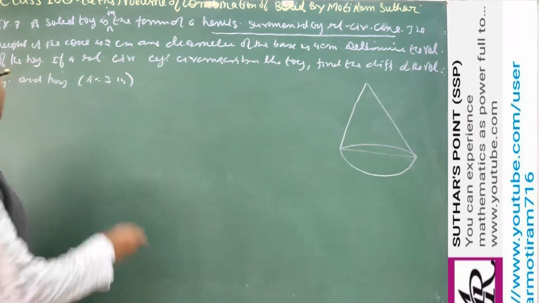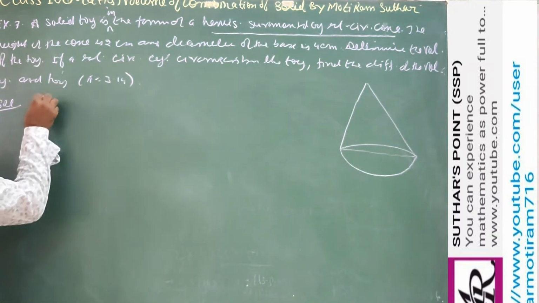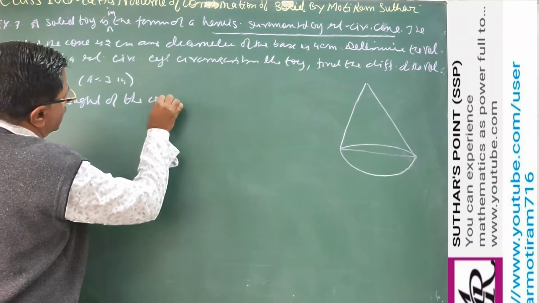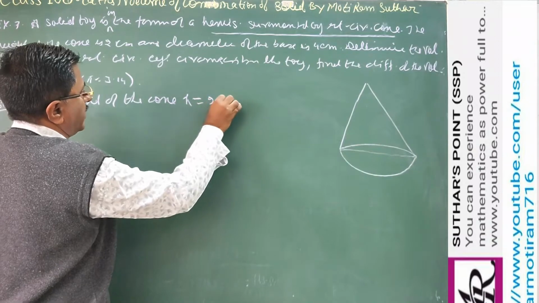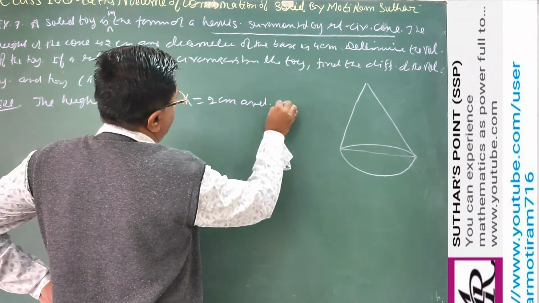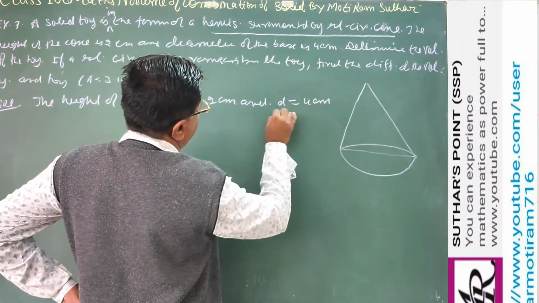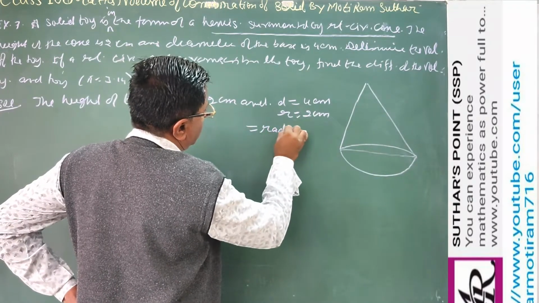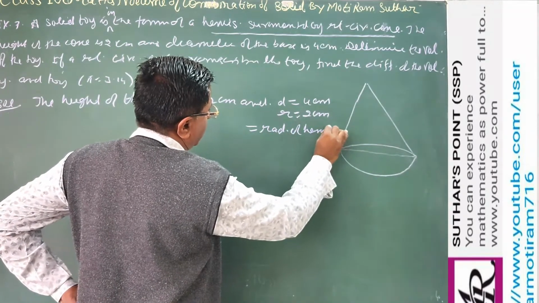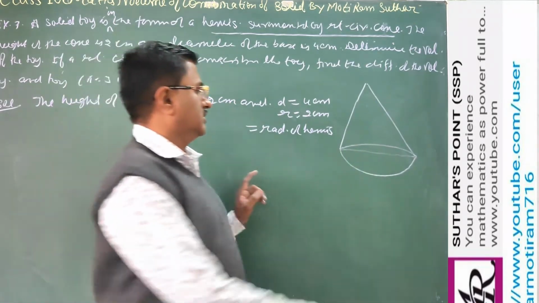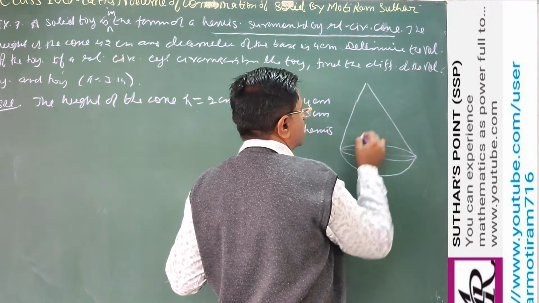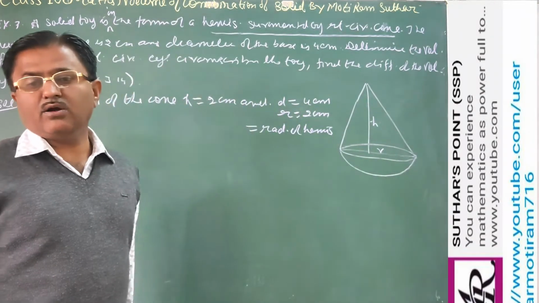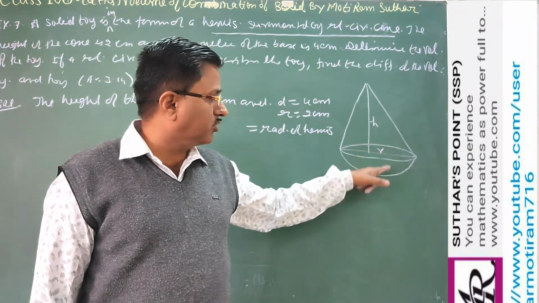In the solution you write the height of the cone, that is h equal to 2 centimeter, and diameter of the base, that is 4 centimeter. So the radius of the cone is also equal to the radius of the hemisphere, because both have a common base. This is the common base. Whatever radius we use for the cone is also the radius for the hemisphere.